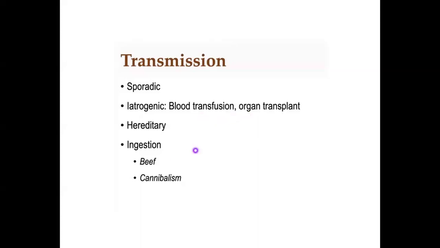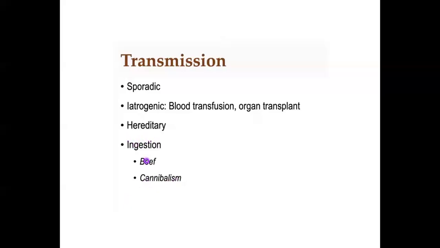Then ingestion. This is the kuru. You remember we had mentioned a strain of the prion called kuru. It occurs especially when you practice cannibalism, where human beings eat human beings. How it was discovered was, in a certain country called New Guinea, they were eating people, and they noticed that the prion infection was quite common there. So they concluded that it can be spread through cannibalism.